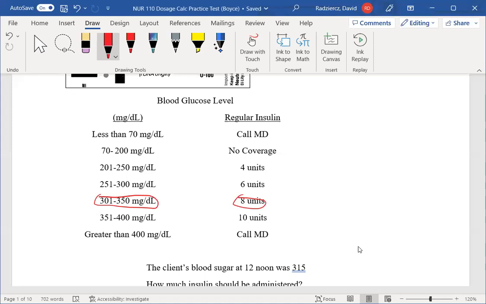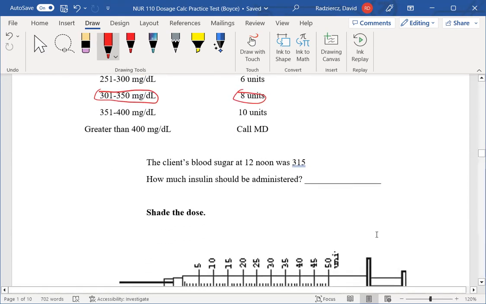So if you get less than 70, you're calling the doctor. More than 400, calling the doctor. If they said his or her blood sugar was 150, then nothing. You would just leave it, let it be. So 8 units. So how much insulin should be administered? Notice it doesn't say anything, but you don't need to convert that to milliliters. Just leave it at 8 units.